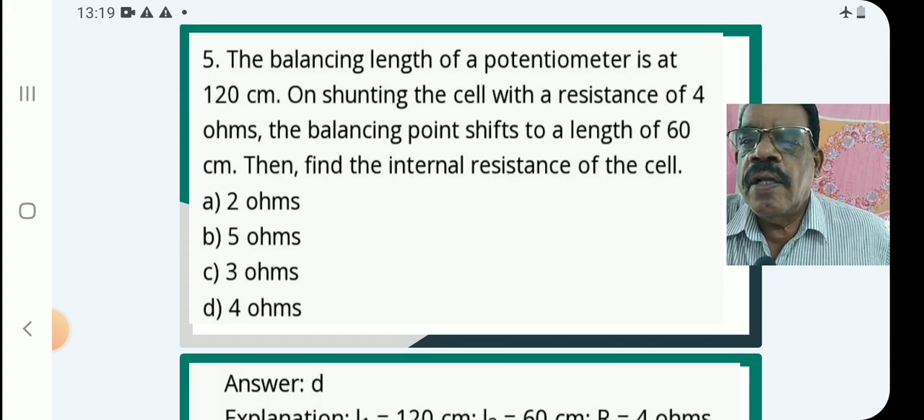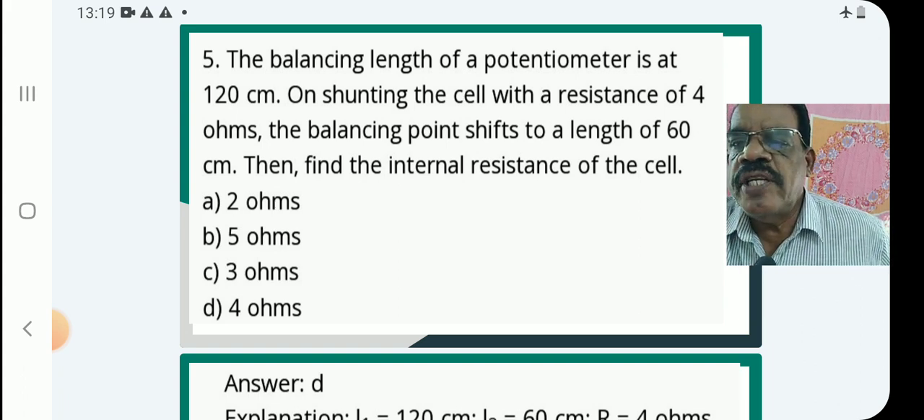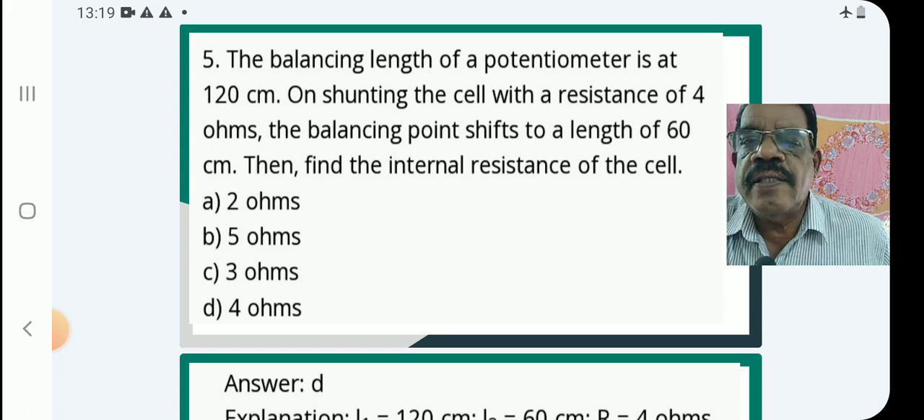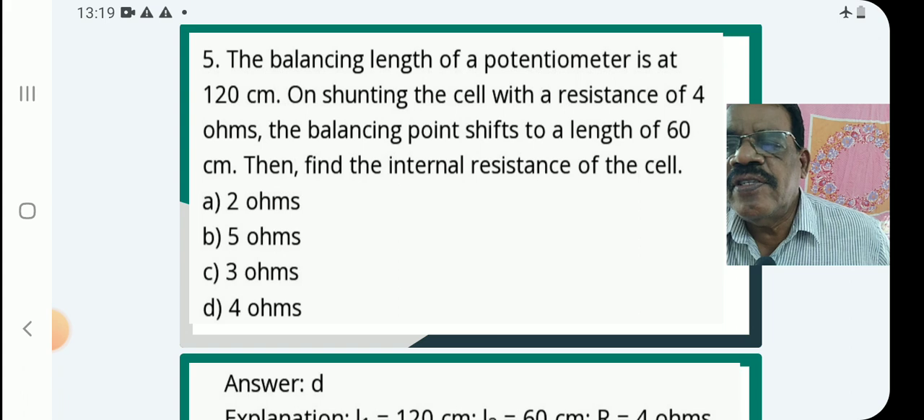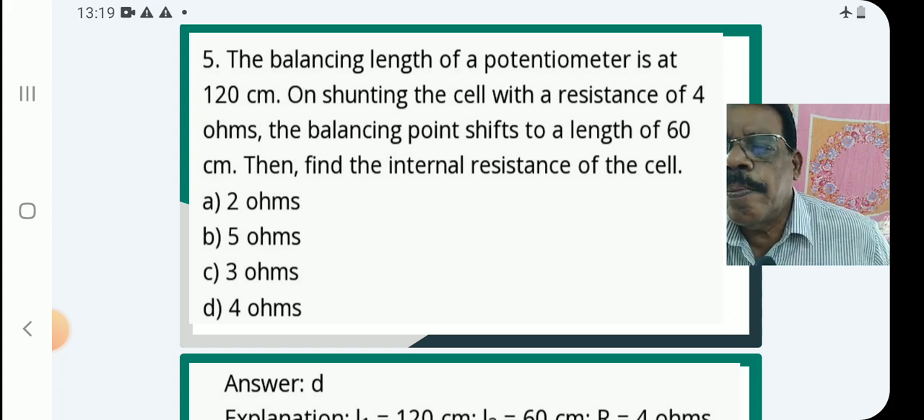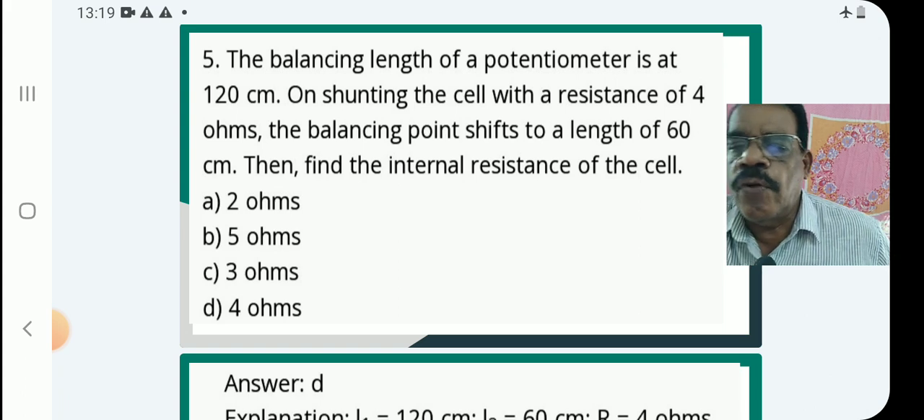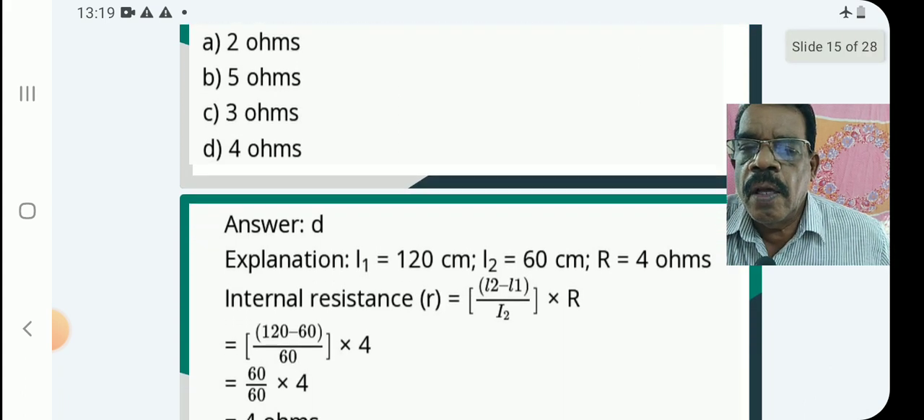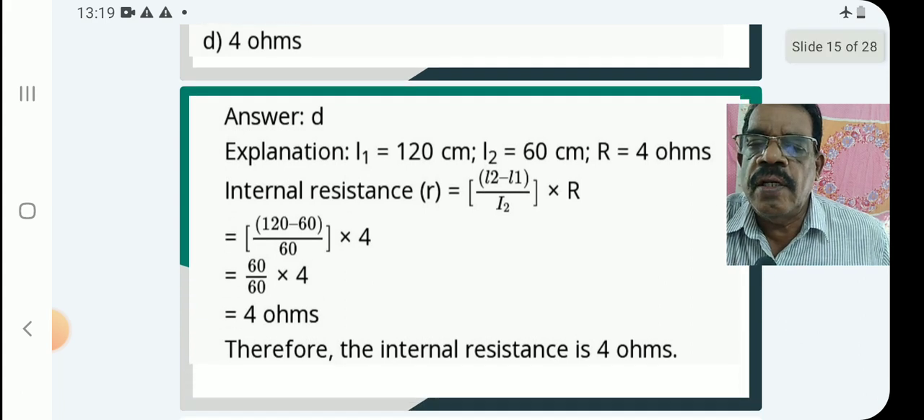Next question. The balance length of a potentiometer wire is 120 centimeter. On shunting the cell with a resistance of 4 ohms, the balancing point shifts to a length of 60 centimeter. Then find the internal resistance of the cell. A 2 ohm, B 5 ohm, C 3 ohm, D 4 ohm. Answer is D, and for this you have to use the internal resistance formula.